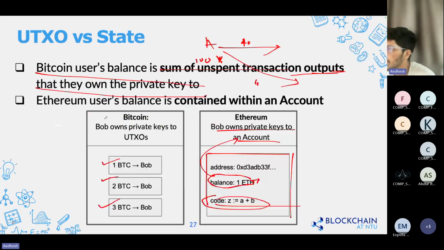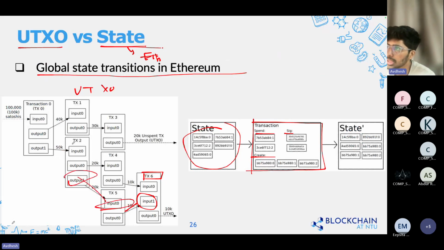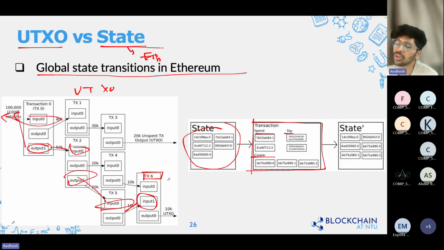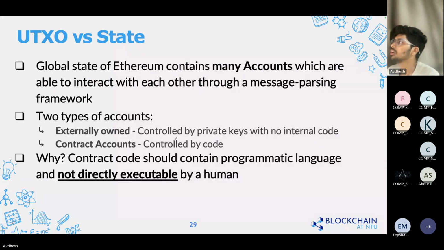I'll give you an example. If this is transaction 6, and you want to look at this input, you'll have to go back to this output, then to this input, then to this output, then to this input, then to this output, and then to this input, and then back again. So you have to see through a linked list, and go way back to the genesis block, maybe. So that is one of the drawbacks of the UTXO system.